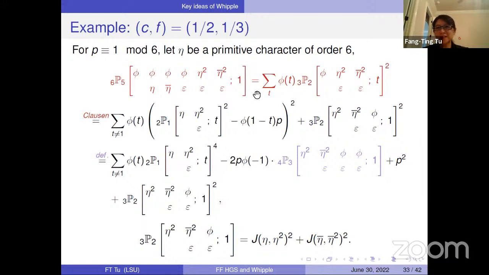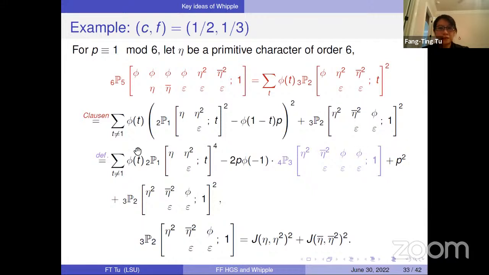So this is the identity from our finite field version of the Whipple formula. As I mentioned here, this 3F2 we will break into a square of 2F1 plus some error terms, by the Carlson formula. So now we have a square of 2F1, and another part which is the t equal to 1 case.